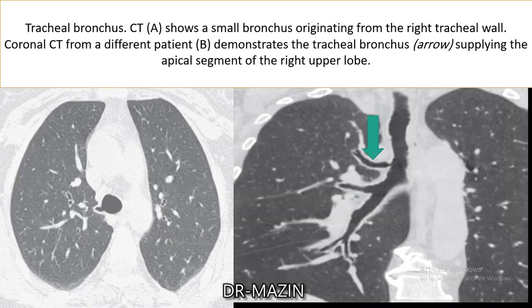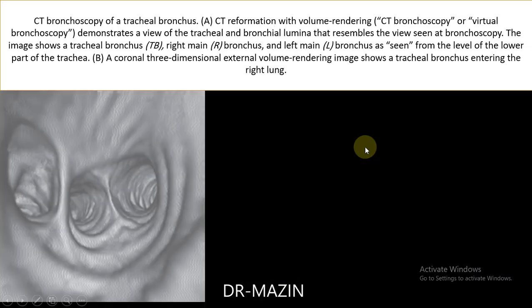If you see here, this is a tracheal bronchus on CT. A small bronchus originating from the right upper tracheal wall, and this is on the coronal CT. Also, if you see here, this is a coronal CT. You find here, this demonstrates the right upper trachea, and this arrow demonstrates the tracheal bronchus supplying the apical segment of the right upper lobe.